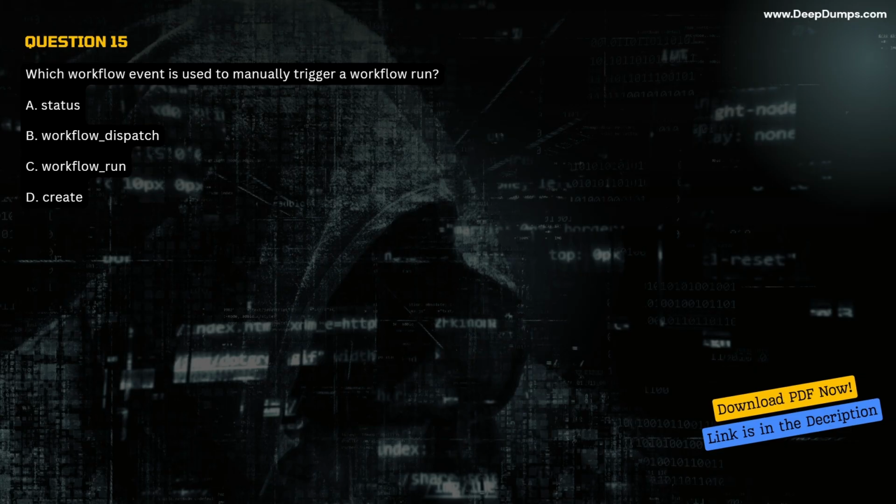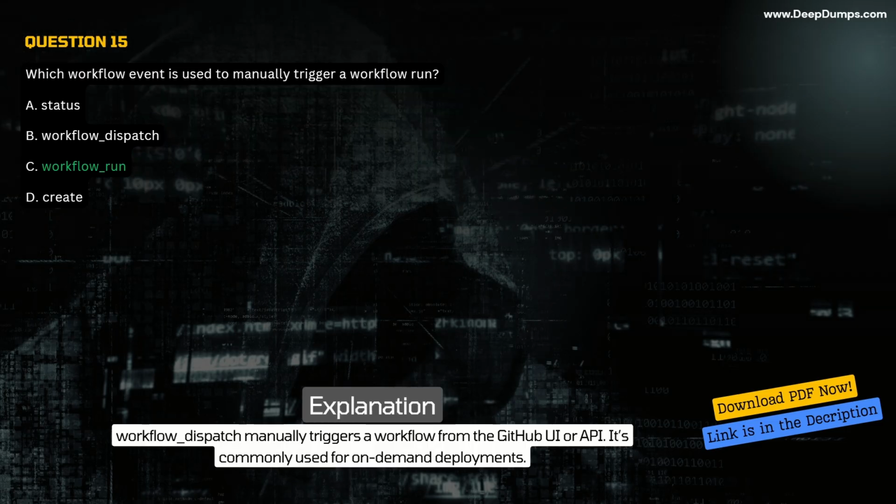Question 15. Which workflow event is used to manually trigger a workflow run? A. Status. B. workflow_dispatch. C. workflow_run. D. Create. Correct answer, C. workflow_run. Explanation. workflow_dispatch manually triggers a workflow from the GitHub UI or API. It's commonly used for on-demand deployments.